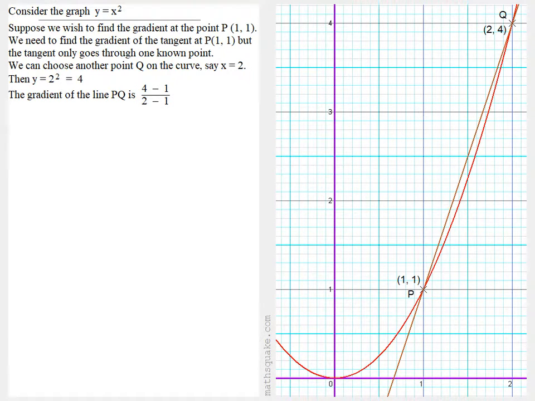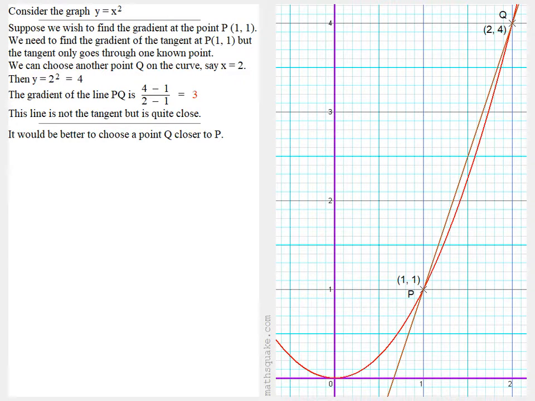Now the gradient of the line PQ is y2 minus y1 over x2 minus x1, which is 4 minus 1 over 2 minus 1, or 3 over 1, which equals 3. Now this line is not the tangent, but it's quite close to the tangent. It would be better if we could choose a point Q closer to P.